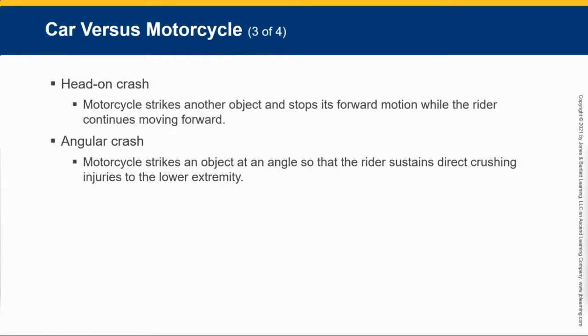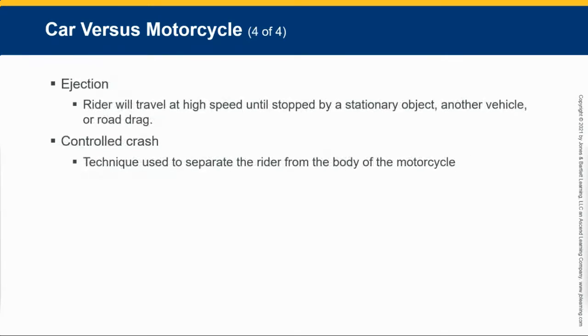And there are 4 types of typical motorcycle crashes. There's the head-on crash, where the motorcycle strikes another object and stops its forward motion, but the rider in most cases will be thrown and continue until stopped by an outside force, such as the road or a tree or another vehicle. There's an angular crash, where the motorcycle strikes at an angle and you end up with crush injuries because of the rider being crushed between the motorcycle and whatever object he was striking.